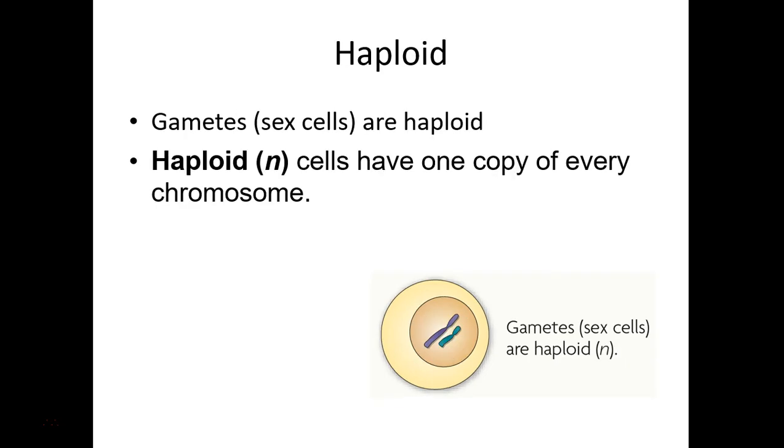Haploid. Haploid sounds like half, so we have half of the number that we see in a diploid cell. Gametes are haploid, so they only have 23 chromosomes, where the diploid human cell would have 46. Haploid is abbreviated as N because these cells only have one copy of every chromosome, or they only have one set of chromosomes.